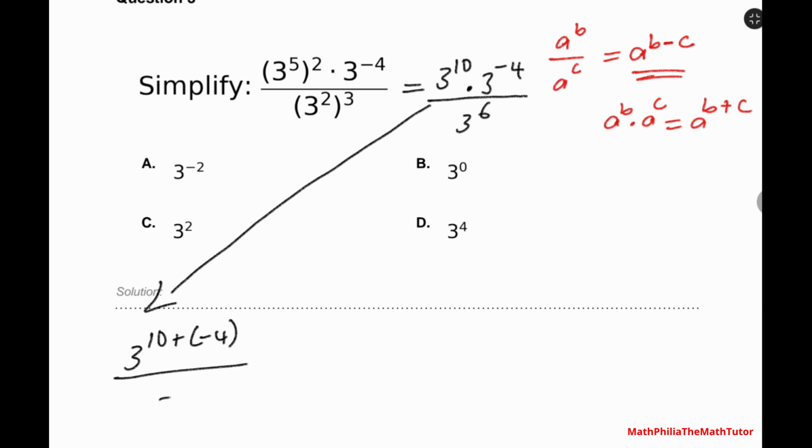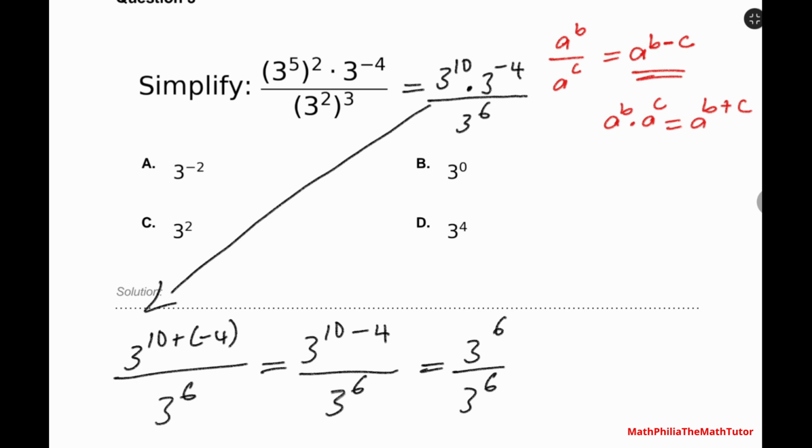Then we divide it by 3 raised to the power of 6, and this is equal to, remember, a positive sign multiplied by a negative sign is a negative sign. So this is the same as 3 raised to the power of 10 minus 4, divided by 3 raised to the power of 6. And this is equal to 3 raised to the power of 10 minus 4, which is 6, divided by 3 raised to the power of 6.